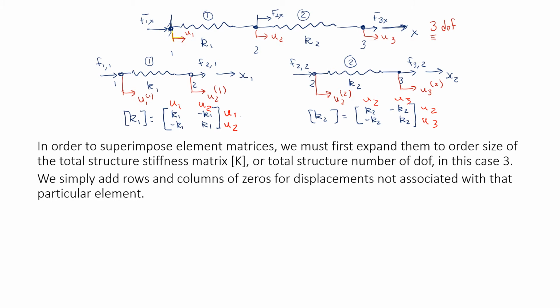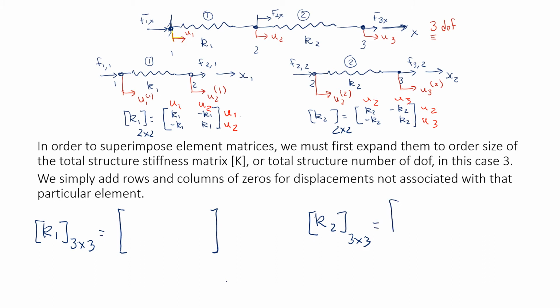I'm going to rewrite the element stiffness matrices K1 and K2, and instead of writing them as a 2 by 2, we're going to write them as a 3 by 3. So instead of this 2 by 2, this is going to become a 3 by 3. So I'm going to go here and put my brackets. I'm going to come here and put my brackets.